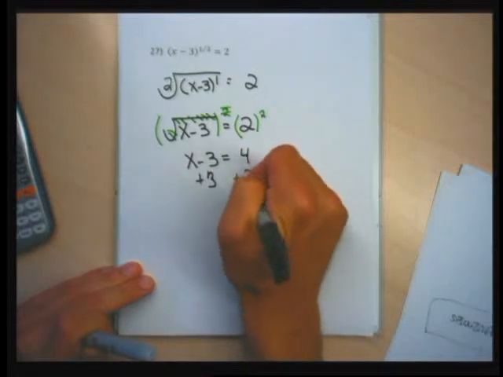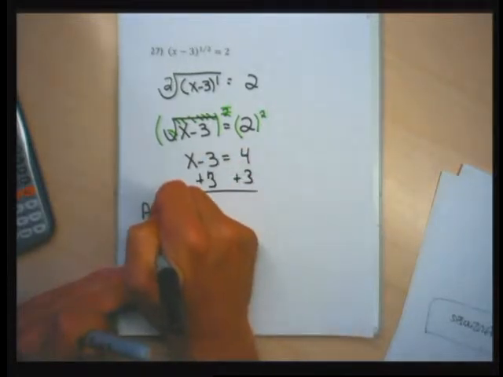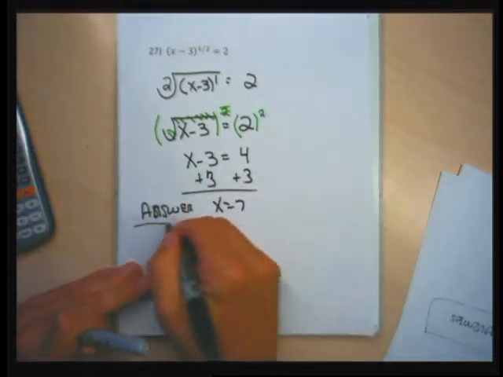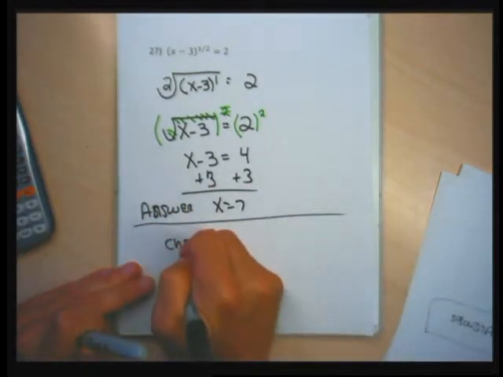I'm going to add 3 to both sides and get what I hope to be my answer of x equal to 7. I'm done, but I should definitely check.